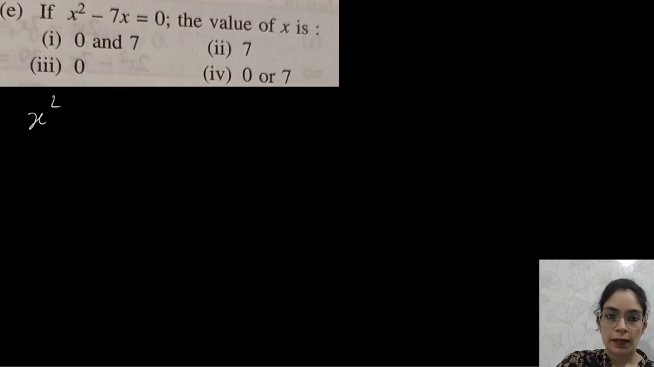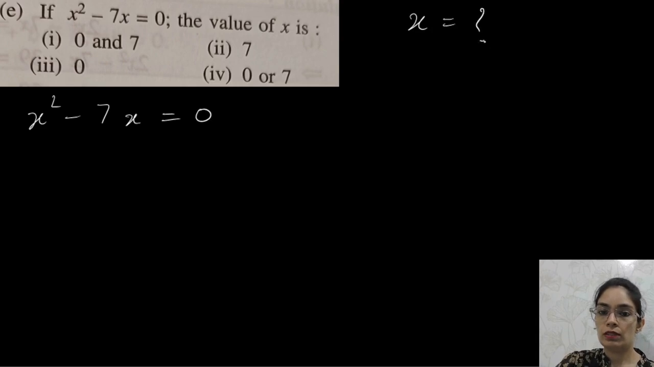So x square minus 7x is equal to 0. What we have to do is find the solution of this equation, or I can say the value of x we have to find. First of all, I have told you how many values of x we will get, because this is an example of which type of equation? Quadratic equation. And for a quadratic equation, we will get two values of x. So here only in option number 1 and option number 4, two values are there. So let's see which one is correct.